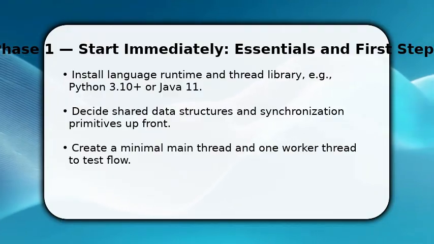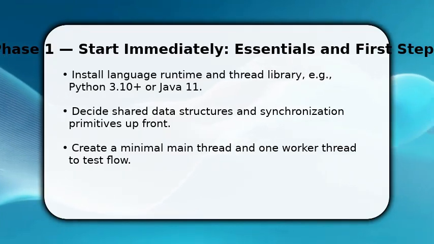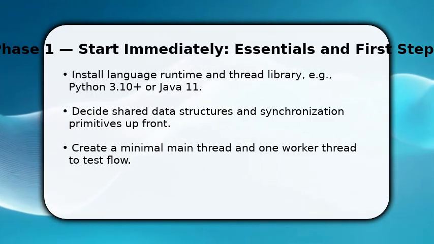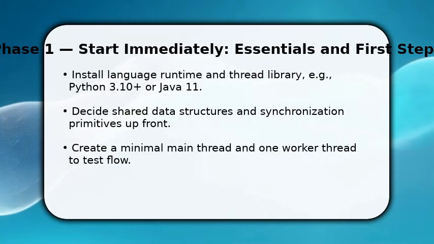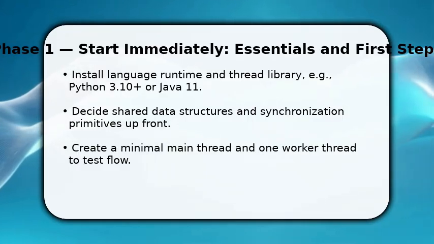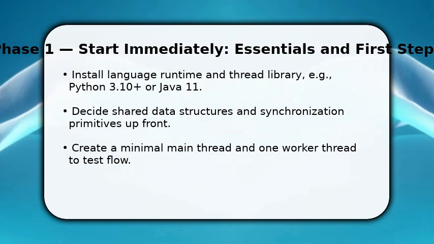You start by verifying prerequisites. The language runtime and the thread API are available. Next, you outline shared state and pick locks or queues. This prevents race conditions. Once done, write a minimal main function that spawns a single worker thread so you can observe lifecycle and messaging. Make sure to import the thread module or class and set thread names for easier debugging. This first test establishes a controlled environment and lets you iterate safely without complex concurrency yet.